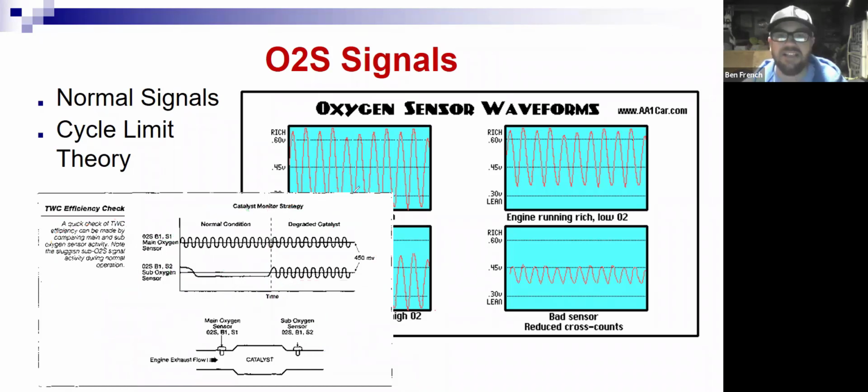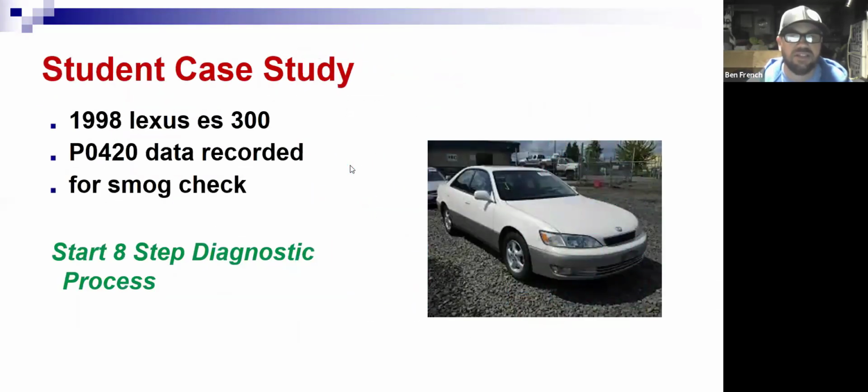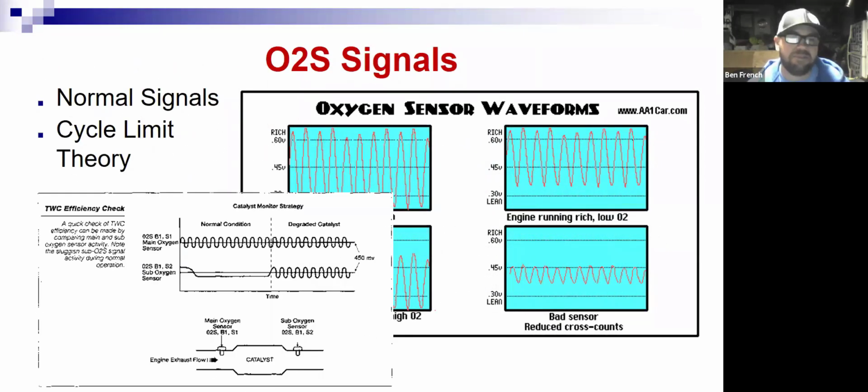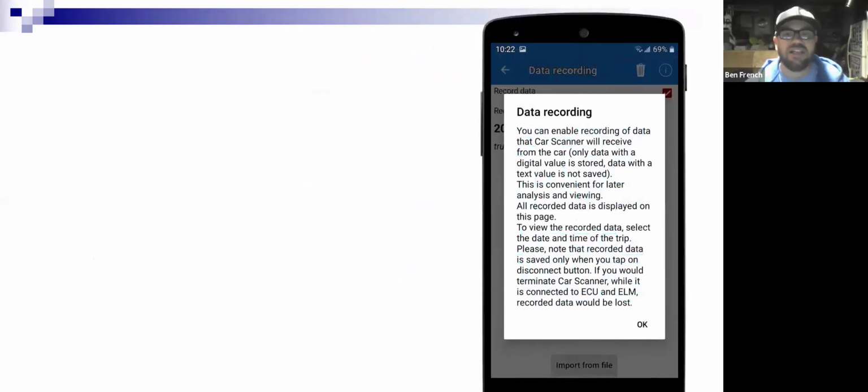And if it's not, it's going to set that code. So if I go back to this car, if it's setting a P0420 for degraded catalyst low efficiency, that is what I'd be looking at. I'd set up a custom data list, and I look at my O2 sensors both before the cat and after the cat.